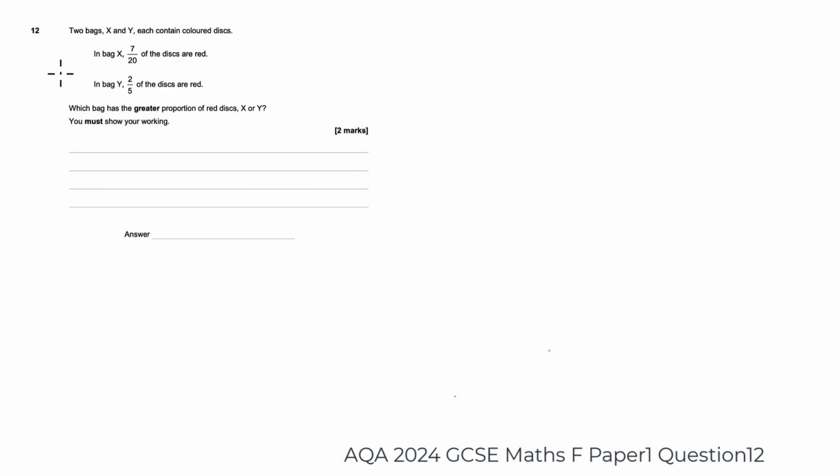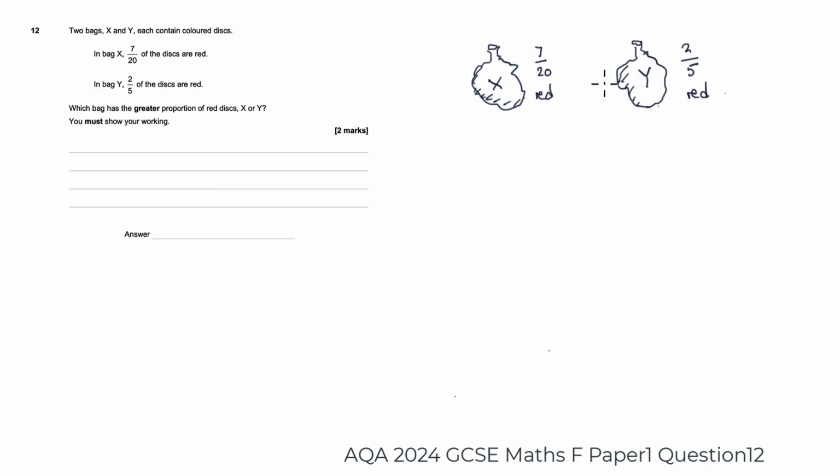So here's question 12, and we've got a couple of bags of discs. Bag X, and inside another bag, we'll call this bag Y, and we're told that 7/20ths in this one are red and 2/5 in this one are red.